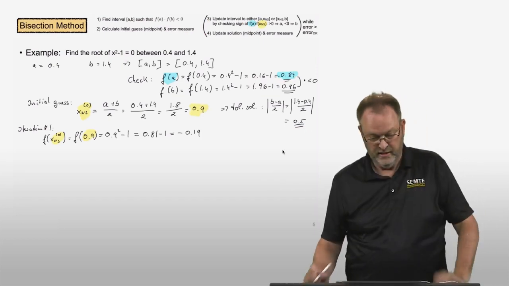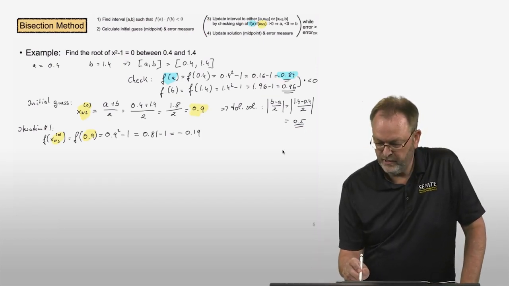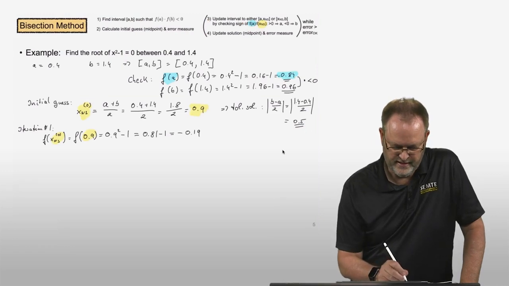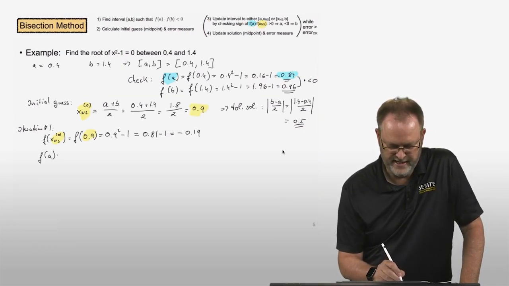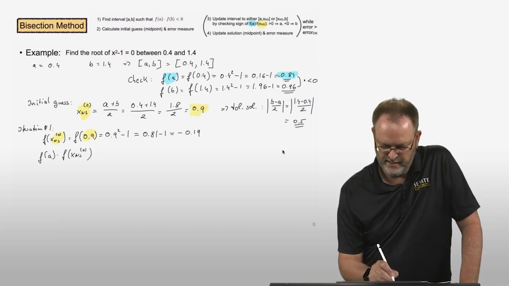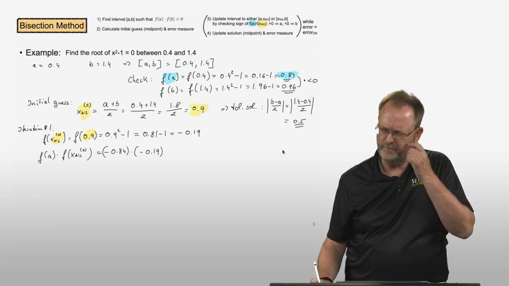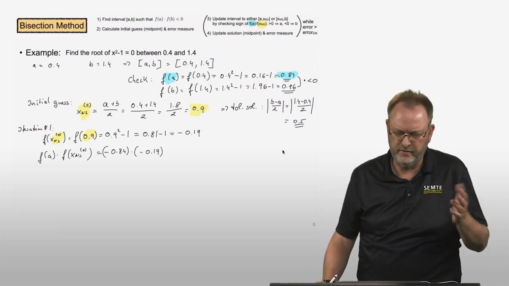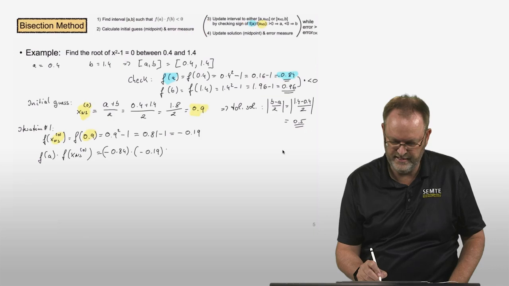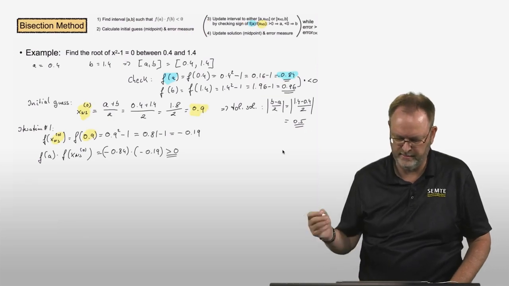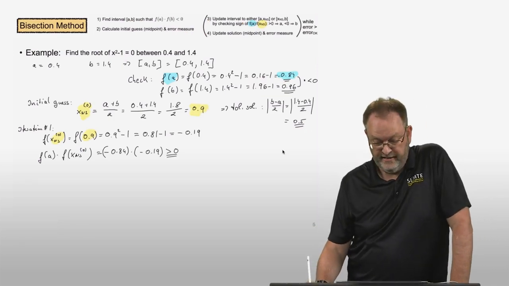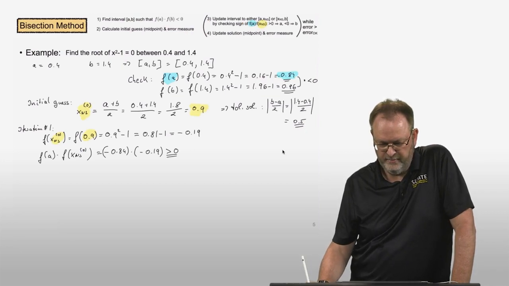Okay, so here is the initial guess numerical solution that I used to calculate the function value at that point. Okay, so now I have to check what the sign is. So what is f of a times f of my numerical solution that I currently have? So that would be negative 0.84 times negative 0.19. And I don't really care about what that value is. All I care about is what the sign of this is. So that is greater than 0, right? I multiply two negative numbers, gives me a positive number.